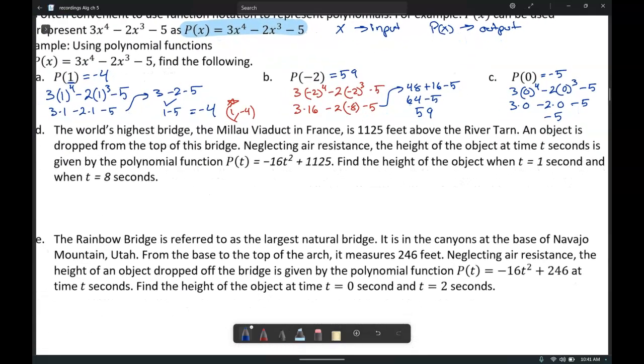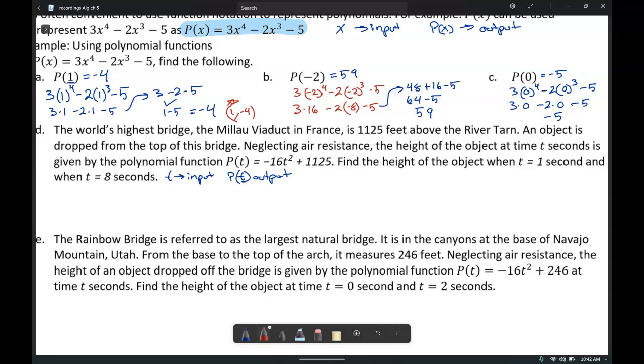We can also use our functions with word problems. The world's highest bridge in France is 1,125 feet above the River Tarn. An object is dropped from the top of this bridge, neglecting air resistance. The height of the object at time t seconds is given by the polynomial function, p of t. Find the height of the object when t equals 1 second and when t equals 8 seconds. So again, t is our input, while p of t is our output.